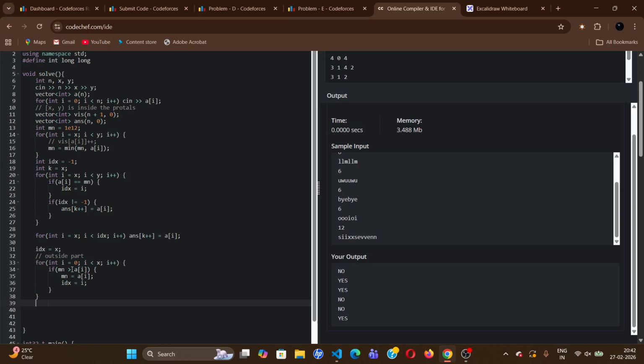Now push back then pop it. Now idx less than x, I plus plus, this will be the first part. Now the middle part.